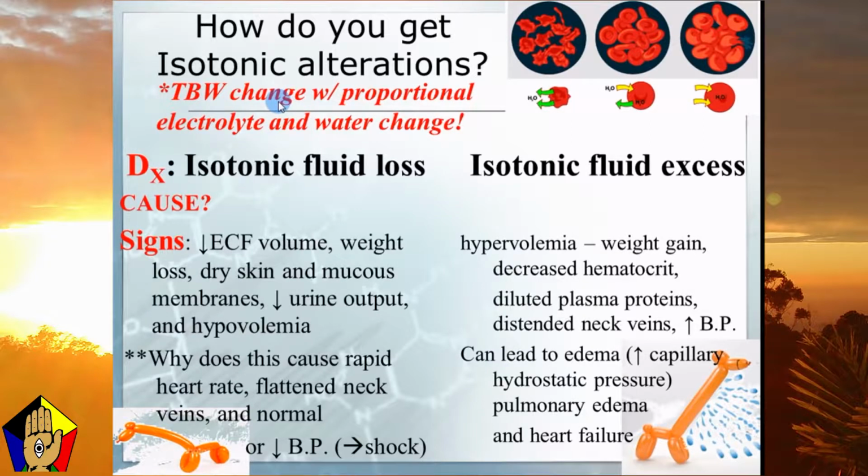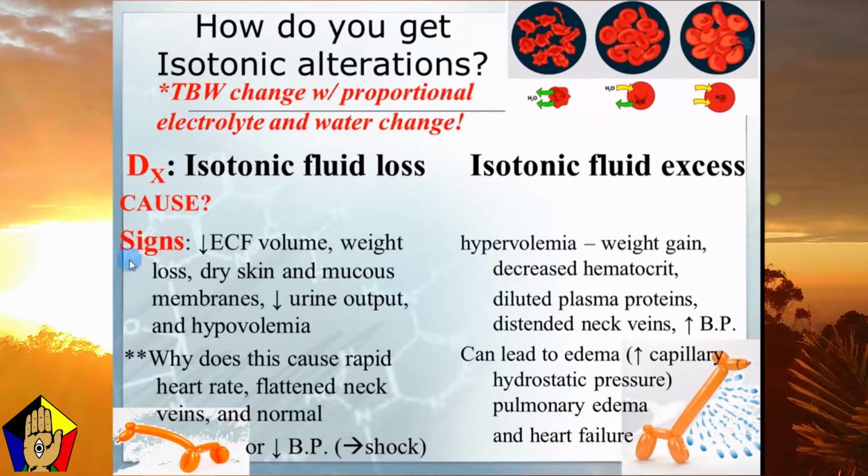It would just drop. So when you're looking at isotonic fluid changes, you can have a fluid loss or fluid excess. Isotonic fluid loss has lots of causes. I actually just mentioned one: diuretics. If it's pushing out electrolytes with water, it's an isotonic fluid loss. You become dehydrated as a result. You could have a hemorrhage, so bleeding. You're losing isotonic blood, so it goes out and leaves you with less volume, but it's isotonic volume. Those are just a couple examples.